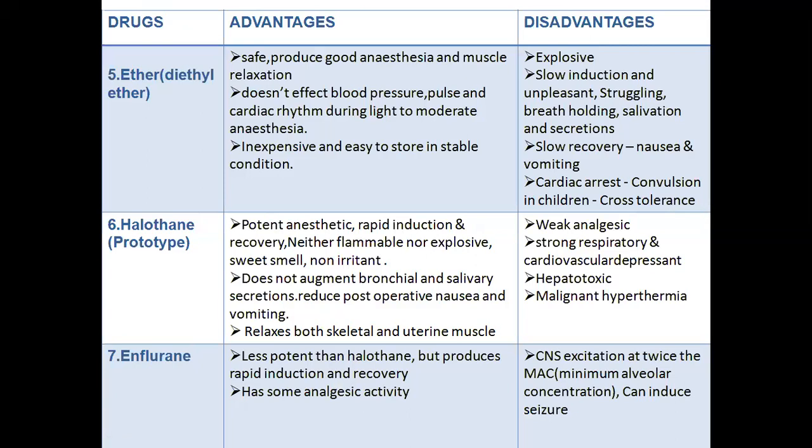The next drug is ether or diethyl ether. It is a clear volatile liquid with a characteristic odor. It boils at 36.5 degrees Celsius. The minimum alveolar concentration of ether for anesthesia is 1.9%. Some of the advantages are that it is safe and produces good anesthesia and muscle relaxation. It does not affect blood pressure, pulse and cardiac rhythm during light to moderate anesthesia. It is easy to store in a stable condition.